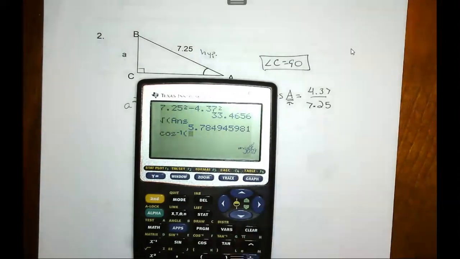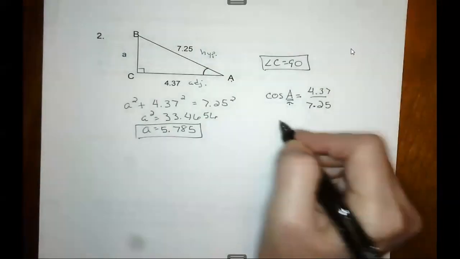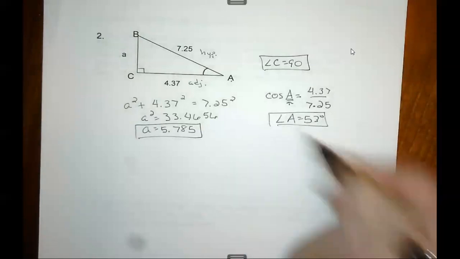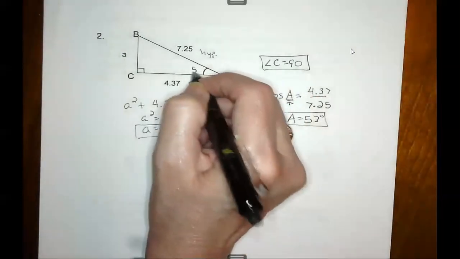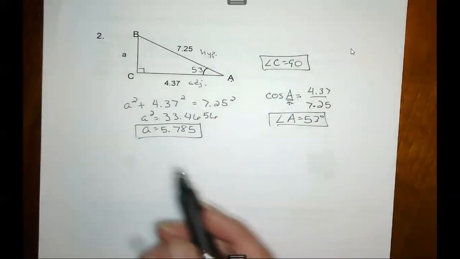And then you just type in what you have, 4.37 divided by 7.25. And it tells me that that's 52.9. We're going to round all of our angles to the nearest degree. So 53 degrees. Angle A is 53 degrees. All right. So now that I know angle A is 53 and this is 90, I could just subtract from 180 and get angle B.